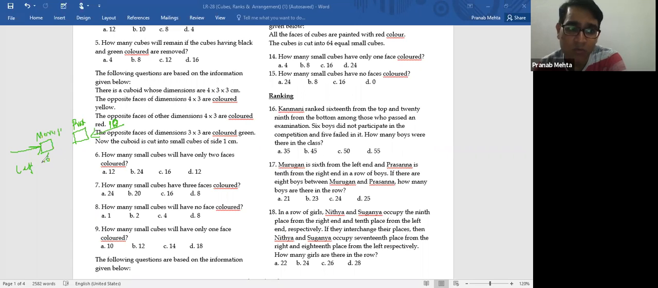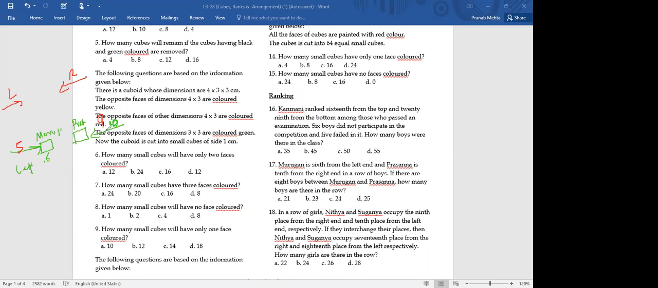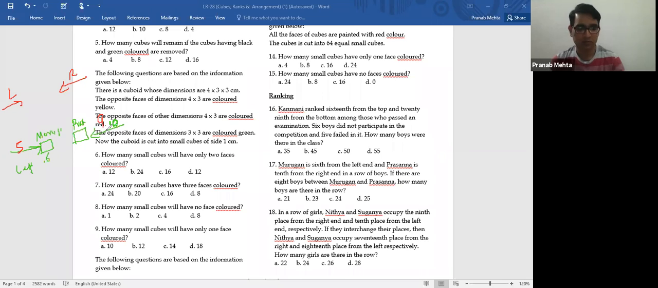Is this part clear? Murugan's position is sixth from the left, which means another 5 people are here. Similarly, Prasanna is 10th from the right. Remember, this is right and this is left. If his position is 10th from the right, what does it mean? There are 9 people on the right hand side. Is this part clear or not? First, think and tell me whether you have understood what I have done. Yes, sir, no problem.